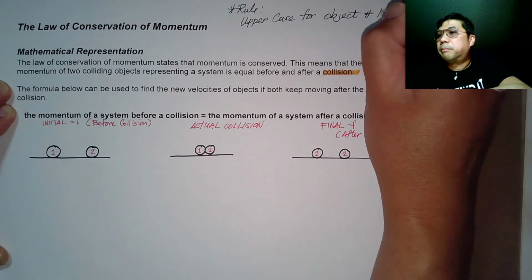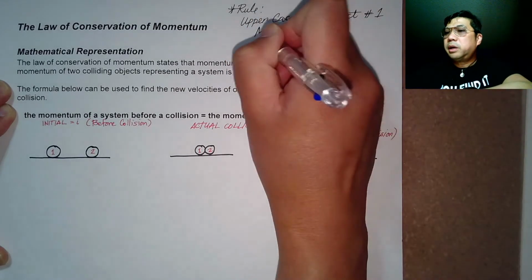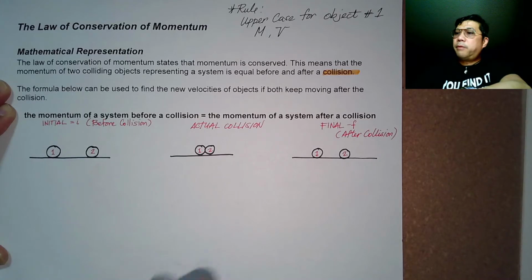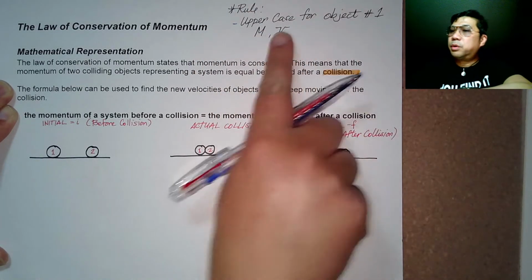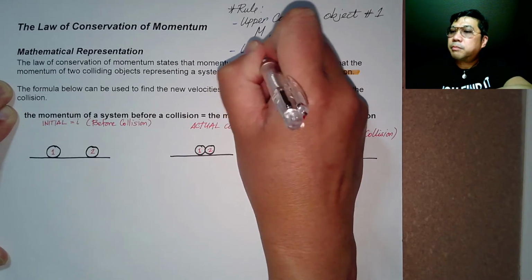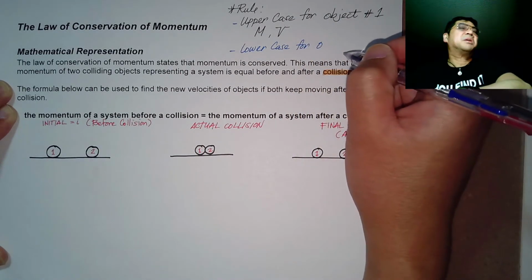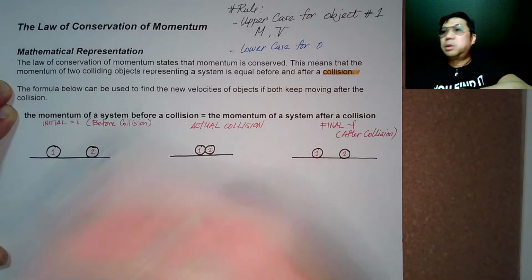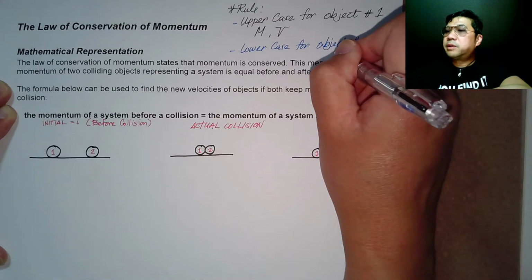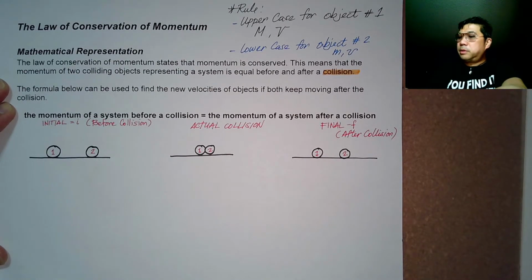For object number 1, if we're going to figure out mass, it will be uppercase M, and the velocity is uppercase V. Now for the second one, uppercase is for object number 1. So our rule is that let's use lowercase for object number 2. So instead of using subscript M sub 1 and V sub 1, let's use uppercase and lowercase instead. So object number 2 will give us lowercase m and lowercase v.